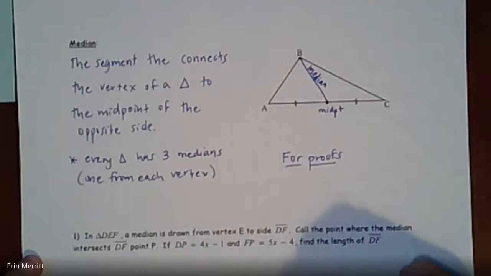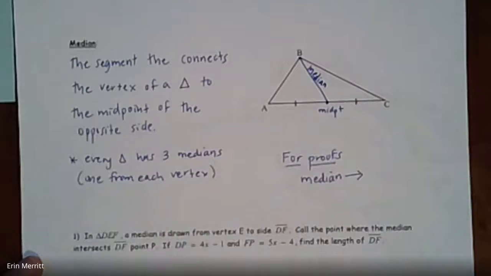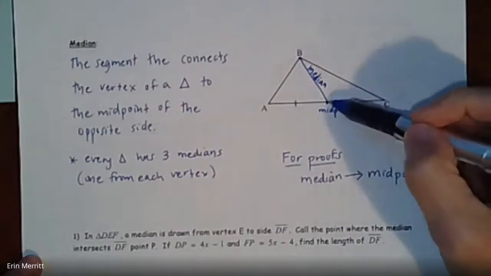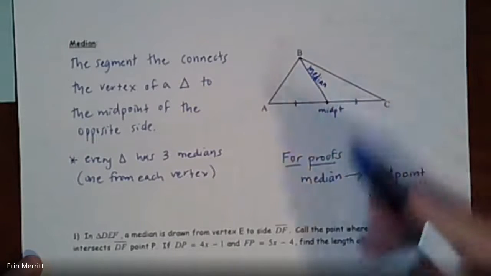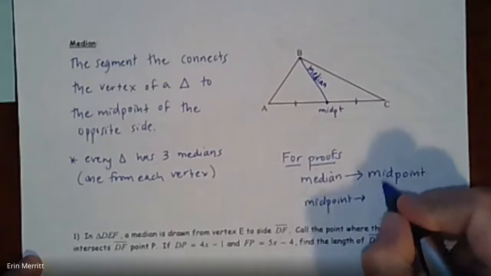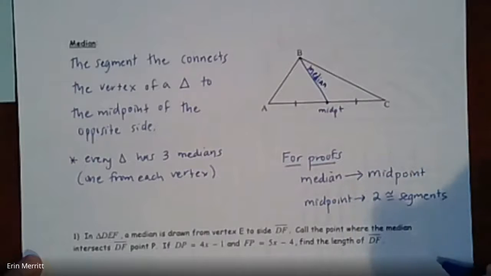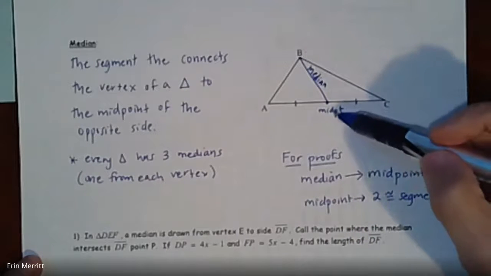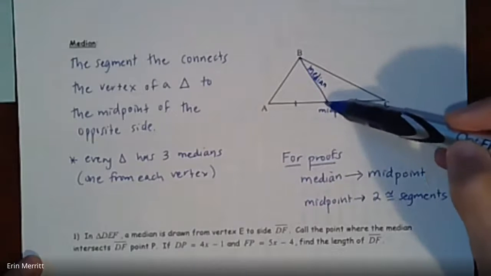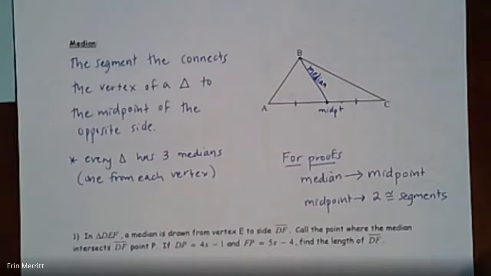If you are told that something is a median, what that is going to mean for us is that we can say a median implies we have a midpoint, because if that's a median, I know that that's a midpoint here. And then in the next step, we'll be able to say, well, what does a midpoint mean? Well, a midpoint is going to tell us that we have two congruent segments. So when we start putting proofs together, one step should flow to the next and to the next. So knowing we have a median would tell us this is a midpoint. Knowing this is a midpoint will tell us those segments are the same. So you can kind of see the reasoning or how it flows together.